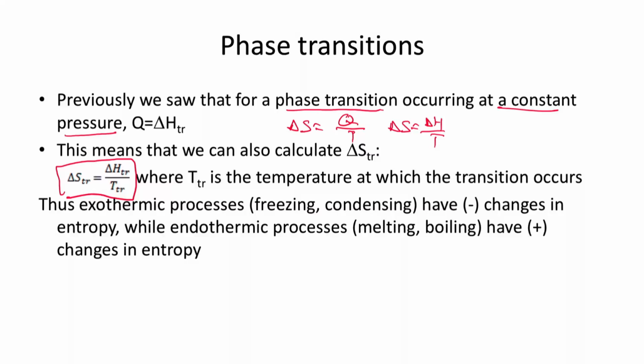This is why people say that liquids have a greater entropy than solids. They're more random, more chaotic. Similarly for gases, gases have a greater entropy than liquids do. But if we're going the opposite direction, maybe I was freezing something and going from liquid to solid, in that case my delta H is negative, and then my delta S is also going to be negative. That has a lower entropy.